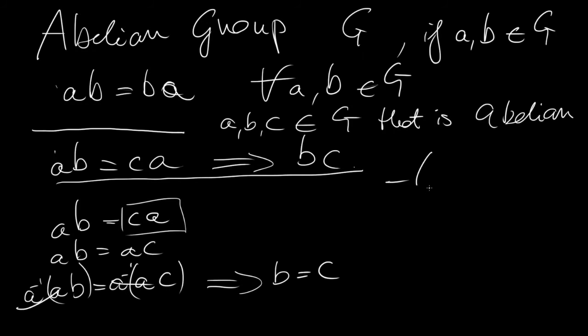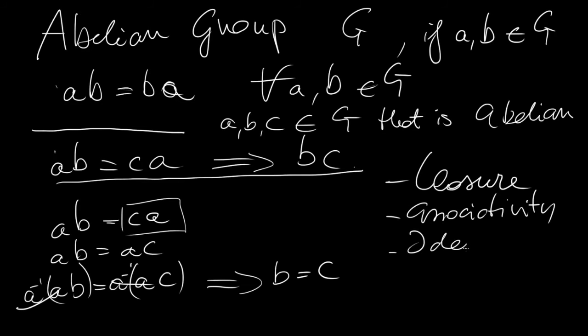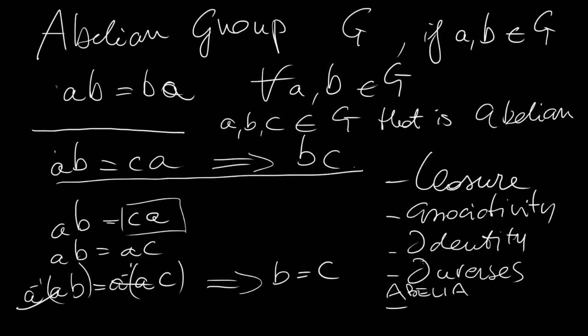Let's write them down again. Closure, associativity, identity, inverses. And if G is abelian, so only for abelians, commutativity. If a group is commutative, then it's abelian.